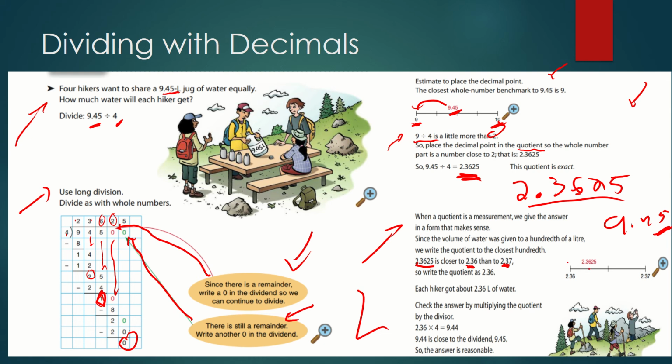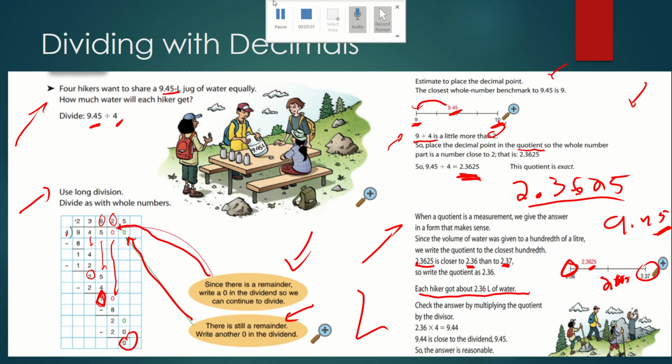So what we did was we identified on a number line those two numbers, and the midpoint is 2.365. Here we're at 2.3625, which is in the middle, but really far away from 2.37, so it's 2.36. So each hiker here gets 2.36 liters of water.